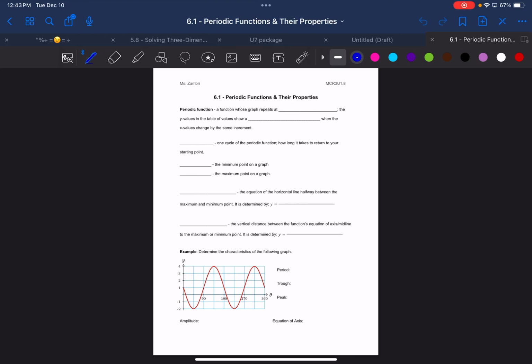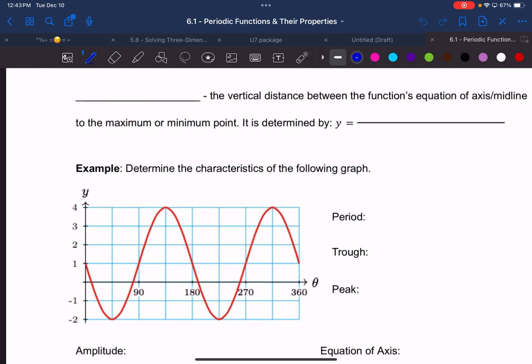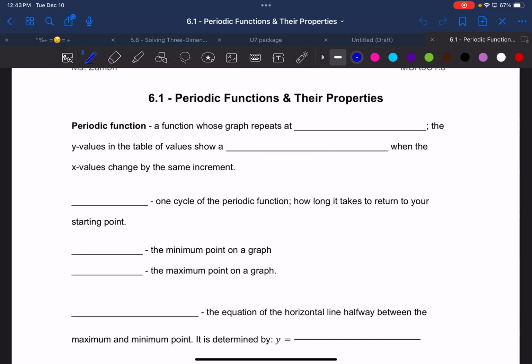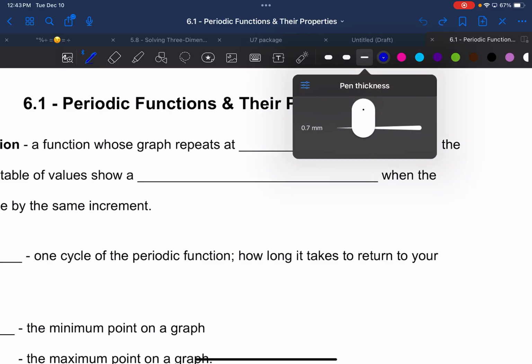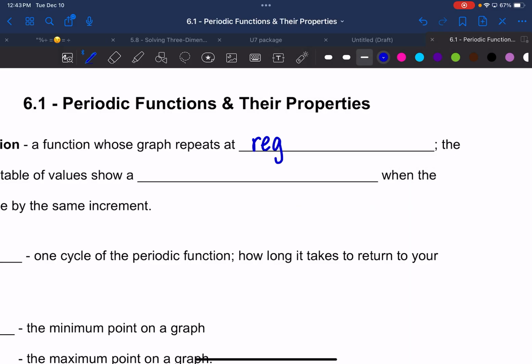Okay, so these periodic functions, these fun little waves, which we're going to get into graphing. So first, what is a periodic function? Well, a periodic function is a function whose graph repeats at regular intervals.